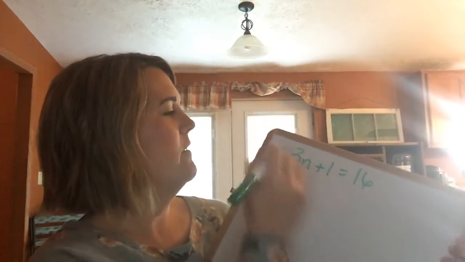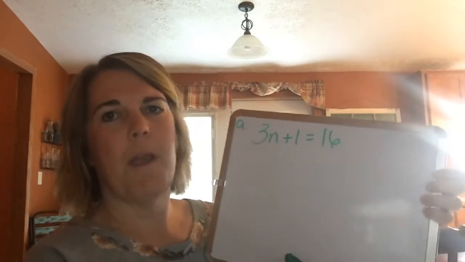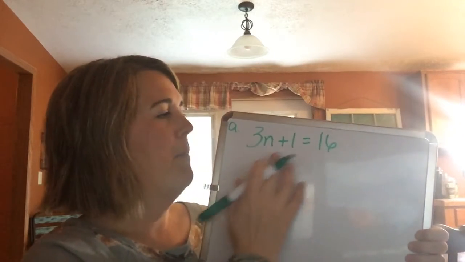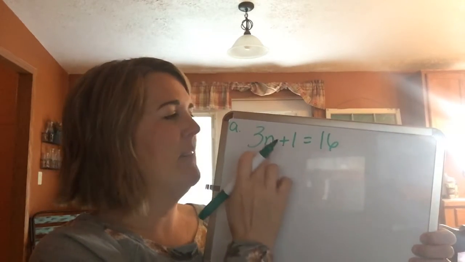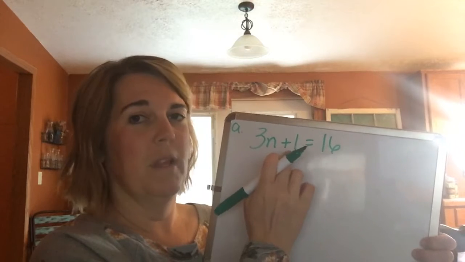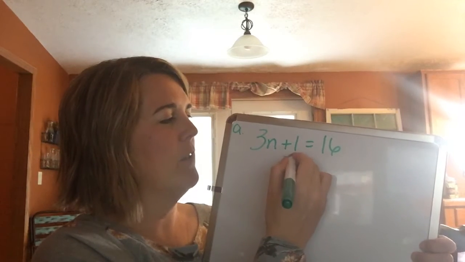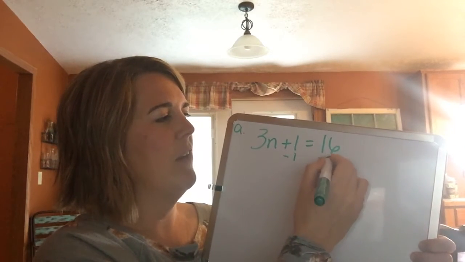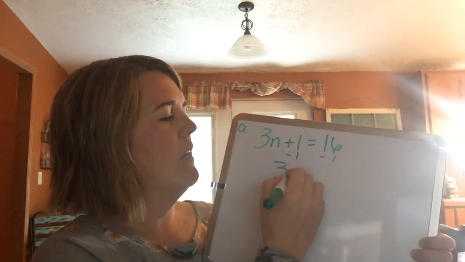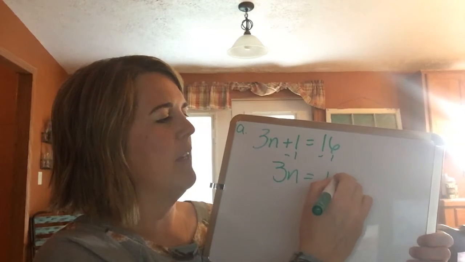So A says 3n plus 1 equals 16. Okay, so this is A. All right, so inverse operation here. So we need to get 3n by itself. So plus 1, we need to get rid of it. So we're going to subtract 1. That gets rid of it there. So now we have 3n equals 15.